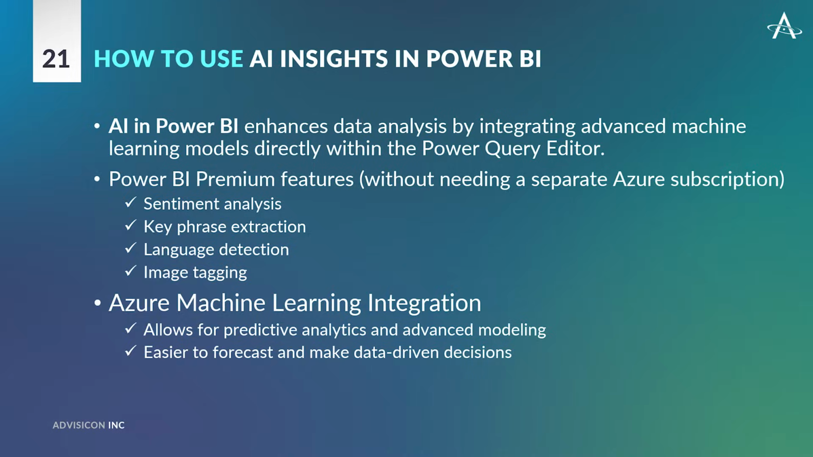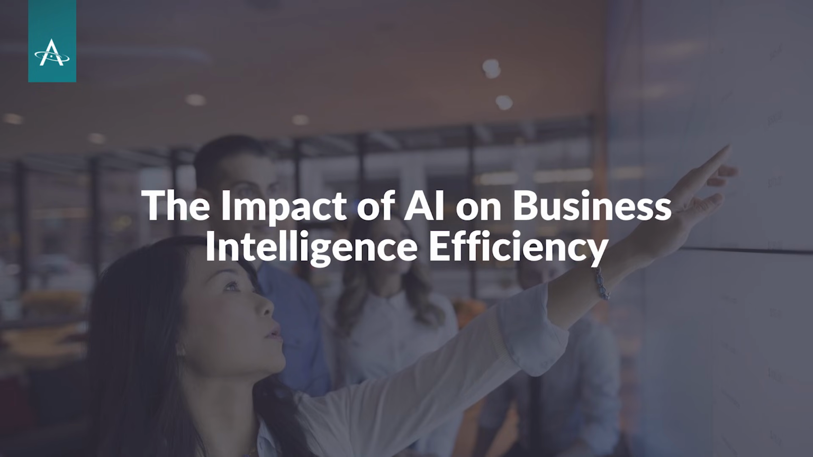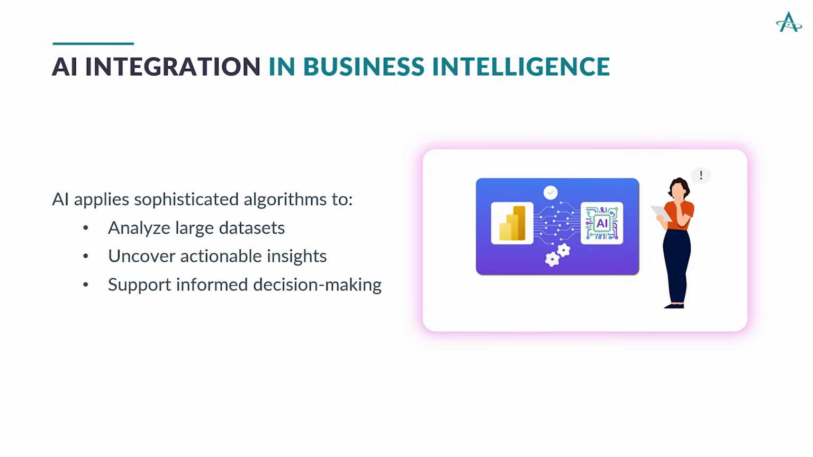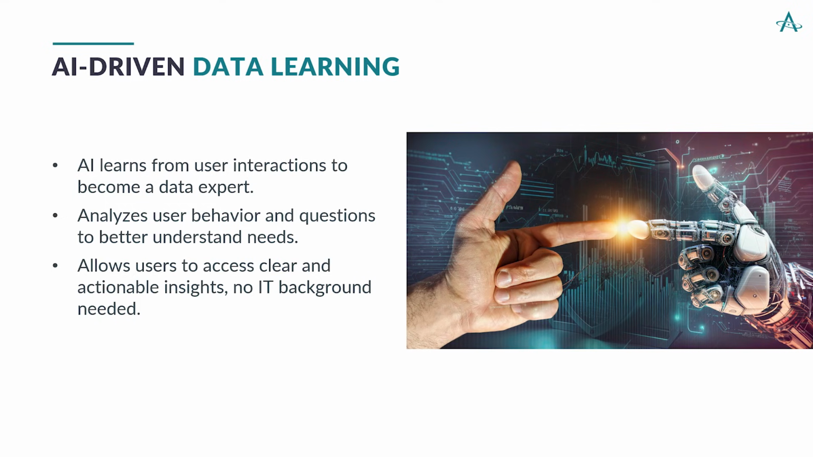What is the impact of AI on business intelligence efficiency? The integration of artificial intelligence into business intelligence systems revolutionizes data analysis and decision making. AI enhances BI by applying sophisticated algorithms to analyze large datasets, uncover actionable insights, and support informed decision making across organizations. In Power BI, AI learns from user interactions to become a data expert.